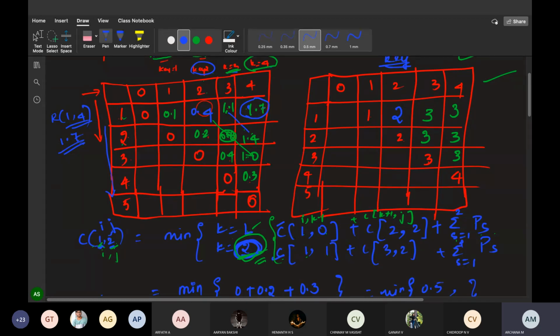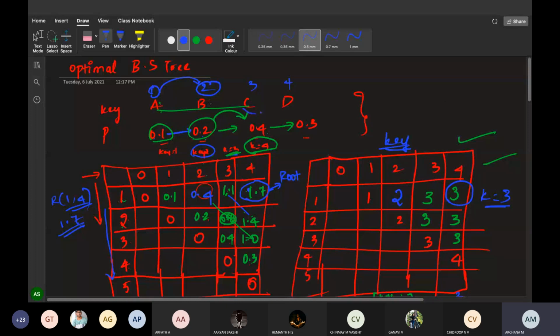So in this, what is the root value you have here? What is the key value you have? Key is equal to 3. That is very important. So the key is 3. Based on this, we have to select the root. The average value which is high will become the root. So that is 3. What is the key value 3? 3 is C. Look here, C is the key value.